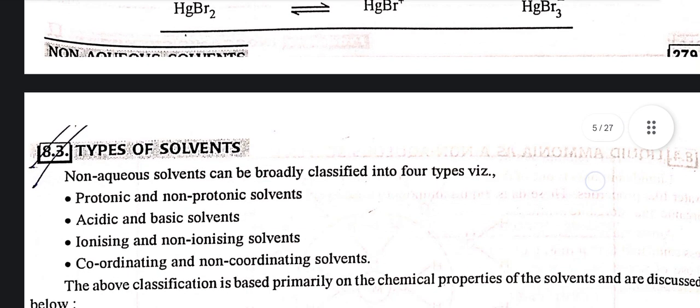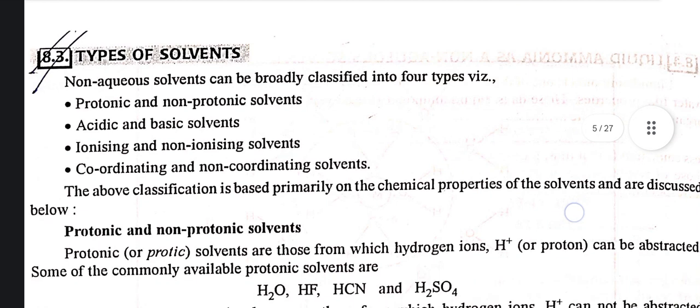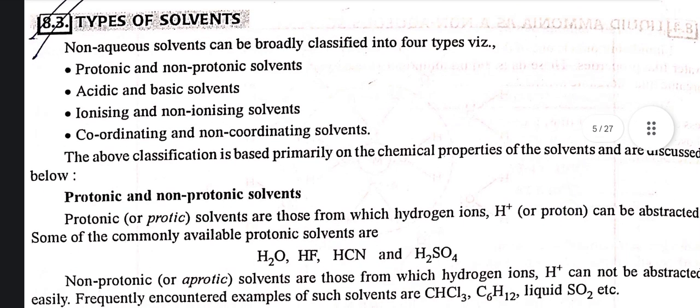Types of solvent. Non-aqueous solvents can be broadly classified into four types: protonic and non-protonic solvents, acidic and basic solvents, ionizing and non-ionizing solvents, coordinating and non-coordinating solvents. The above classification is based primarily on the chemical properties of the solvents and are discussed below.